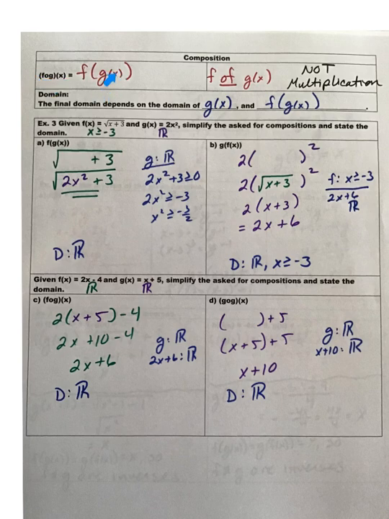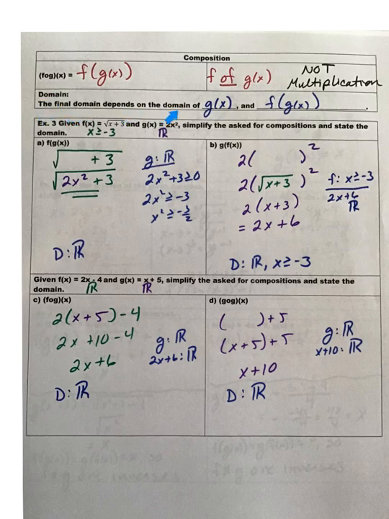In other words, we're taking the g of x and we're plugging it inside f of x, like if we were to find f of 3. Okay, so this is read f of g of x. This is not multiplication. The domain here is a little interesting.